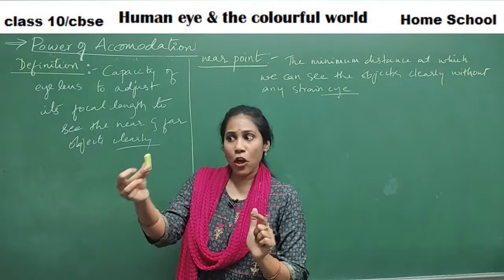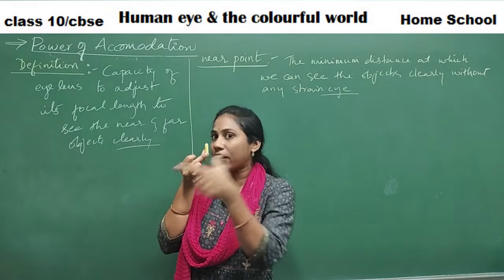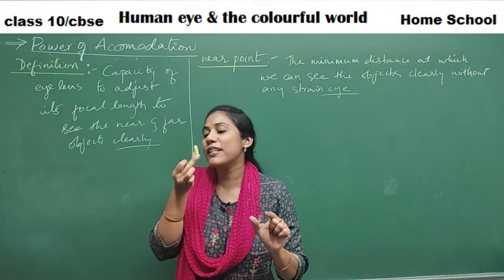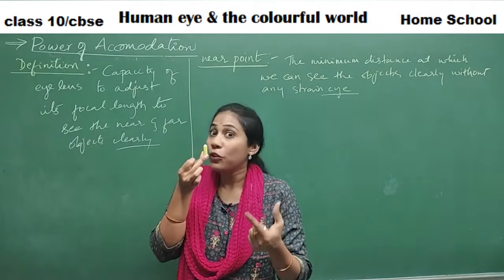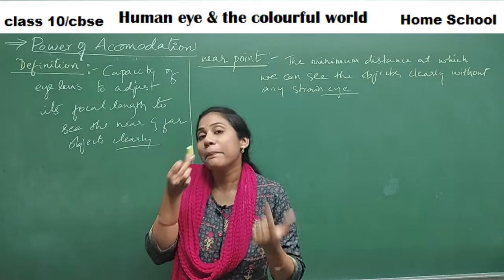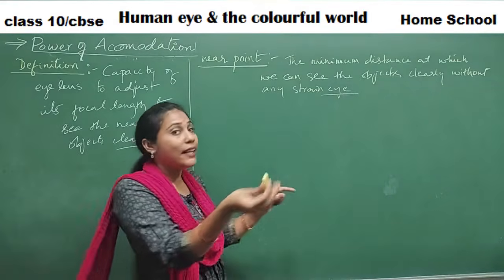If you bring this object near, that means within 25 centimeter range, then you get a strain on your eye and you see the object slightly blur. You can't see it clearly. If you want, you can just check it. You will see it blur, right? So what is a near point in an adult?